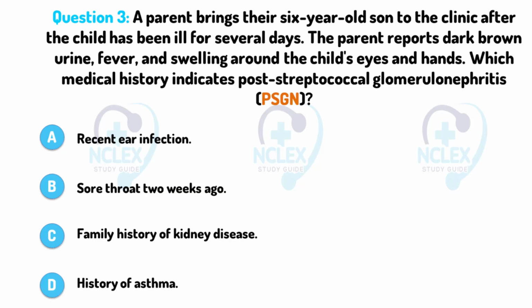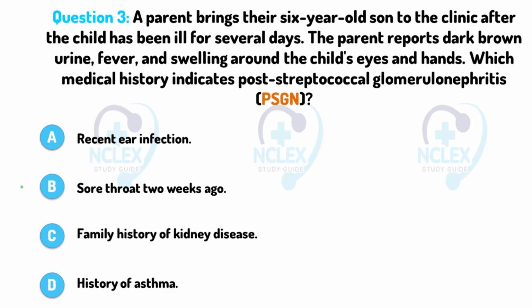Question 3. A parent brings their 6-year-old son to the clinic after the child has been ill for several days. The parent reports dark brown urine, fever, and swelling around the child's eyes and hands. Which medical history indicates post-streptococcal glomerulonephritis, PSGN? A. Recent ear infection. B. Sore throat 2 weeks ago. C. Family history of kidney disease. D. History of asthma.